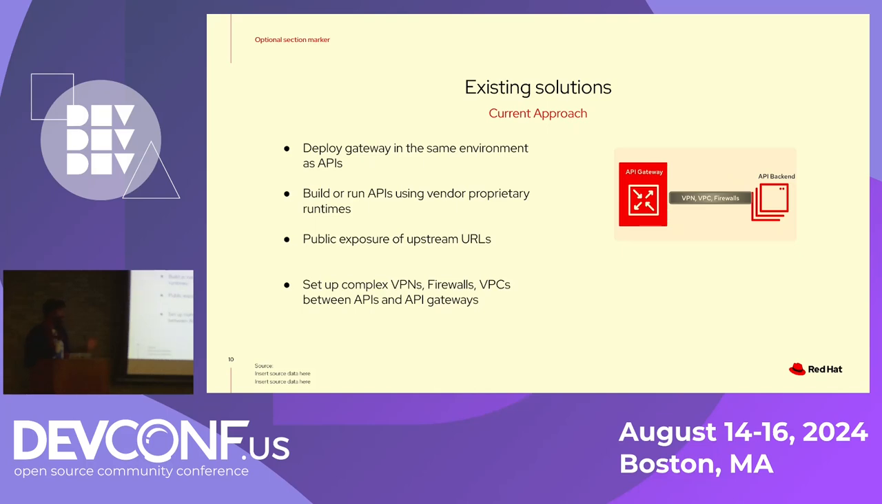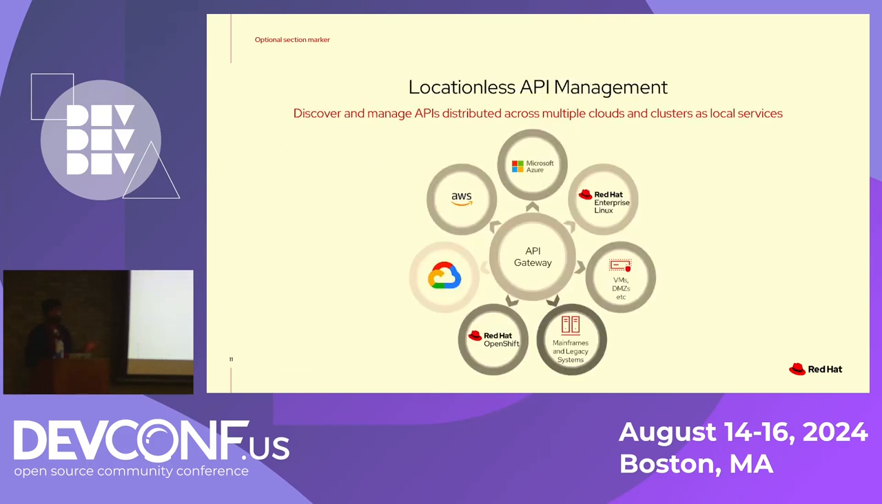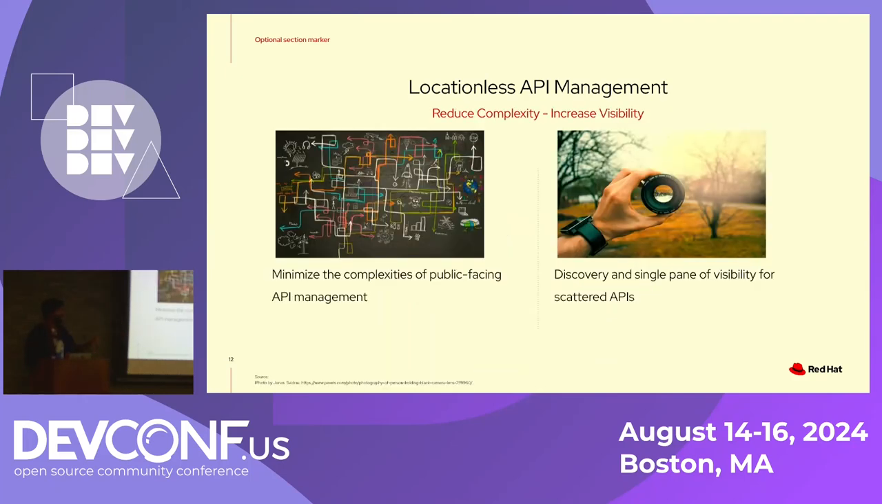So with that said, what we really want to achieve with locationless API management is to have a single gateway that can discover your APIs across multiple environments, reduce the complexity we've seen, and at the same time not compromise on the security of your APIs, and have a single pane of discoverability and visibility for all your scattered APIs across these different environments. So the goal of locationless API management as a concept is to reduce the complexity and increase the visibility. So how do we do this?